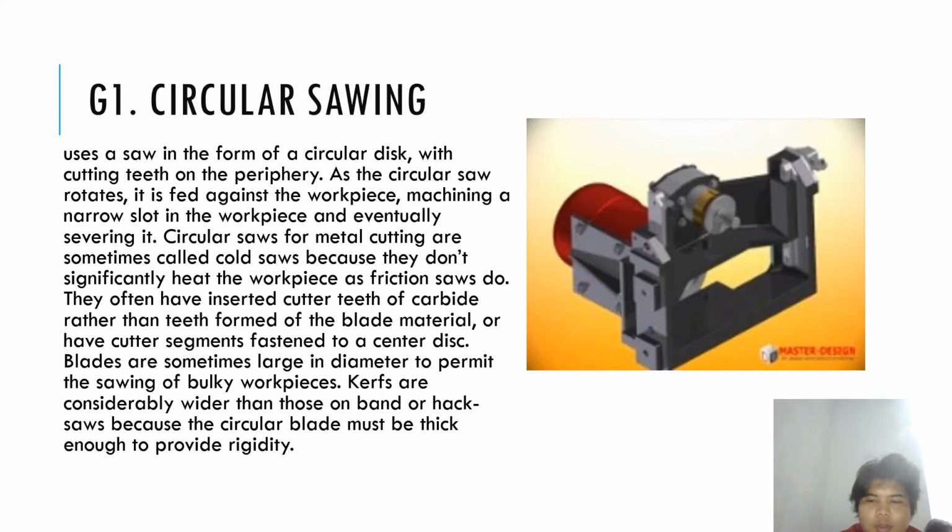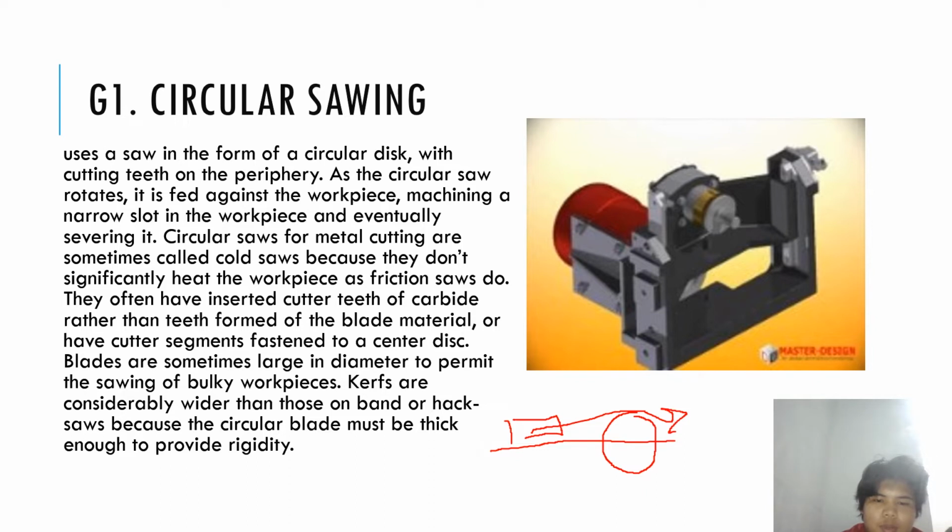So in the introduction, I talked about sawing, and the circular saw is the most basic form of sawing. So with a circular saw, like this is the table, and you have the saw or blade, and the workpiece is just fed into the saw.